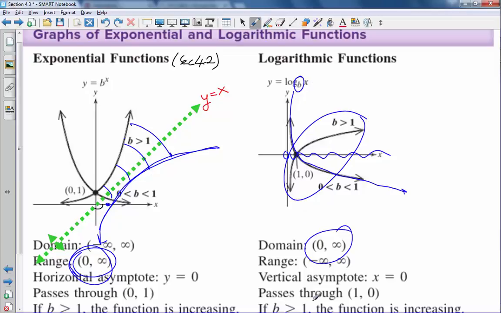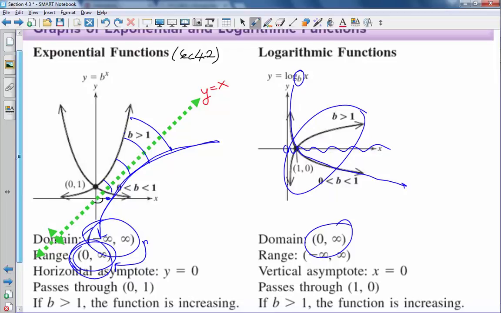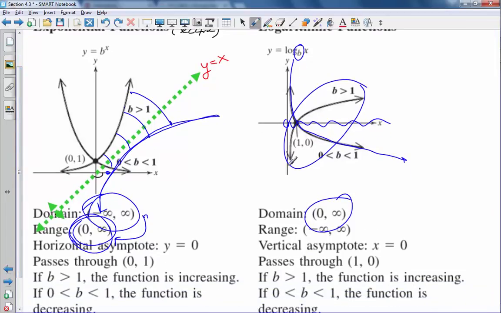Why? Because the domain of the inverse exponential was that. So they flip. These two flip and become domain and range. It has a vertical asymptote at x equals 0. You never cross this, but you go very parallel to it. And I already mentioned the other two statements. Again, if b is large, you start deep down and go increasing. If b is small, you start huge and drop down the values to negative infinity. That's the summary of the graphs.